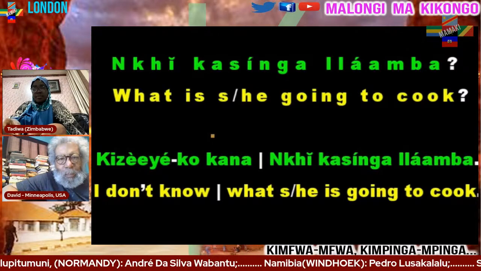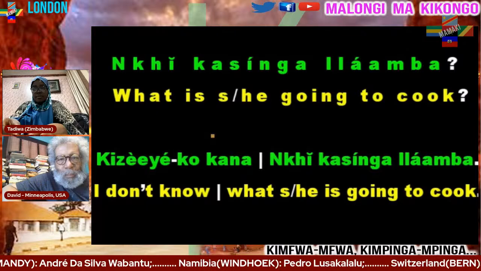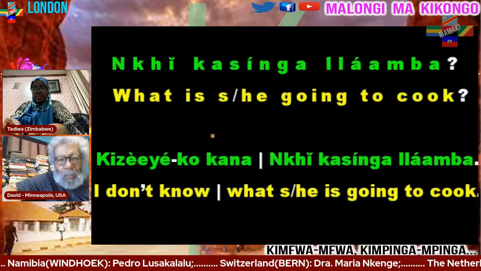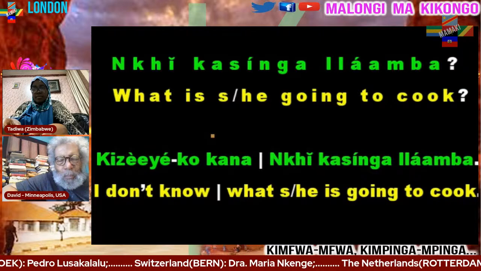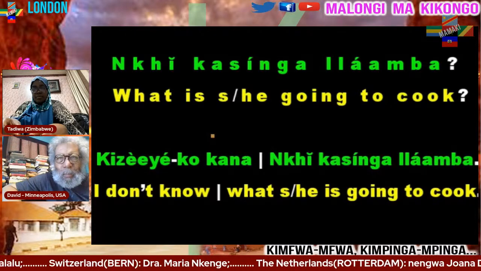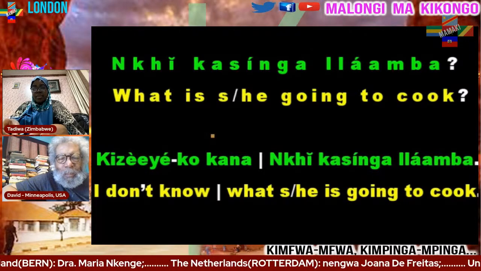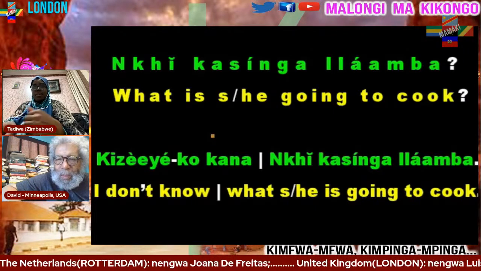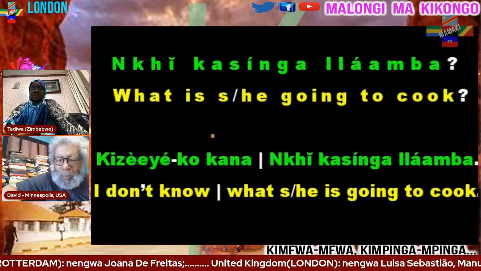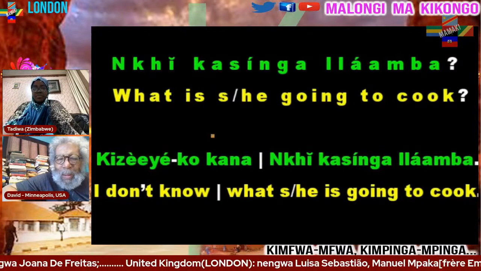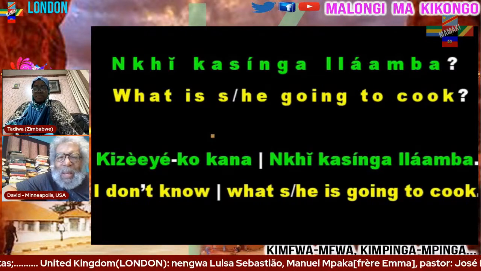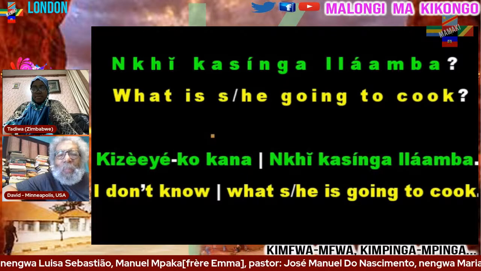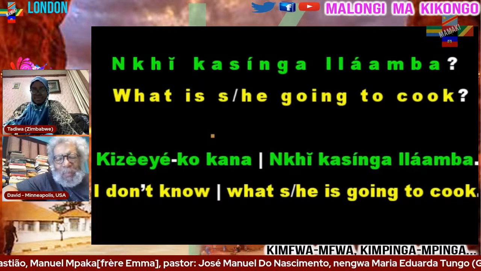Okay, this is the third person singular. You are asking them, you are asking Tata David them. Ki basinga lamba. Well done. Kizeko Nki Vusinga Lamba. Basinga Lamba. Well done.